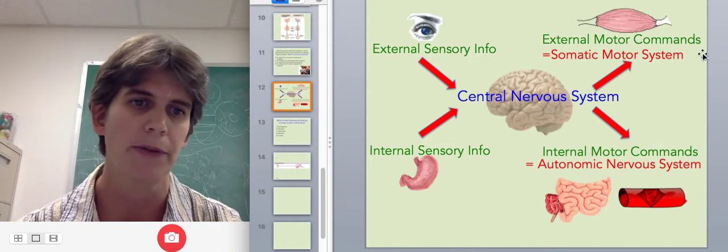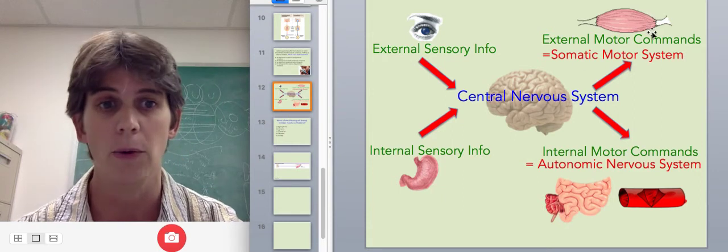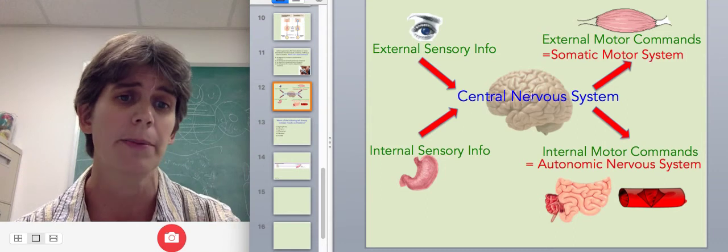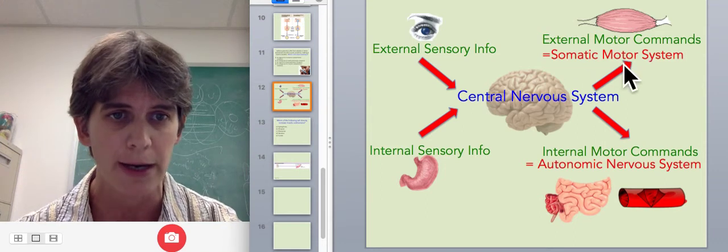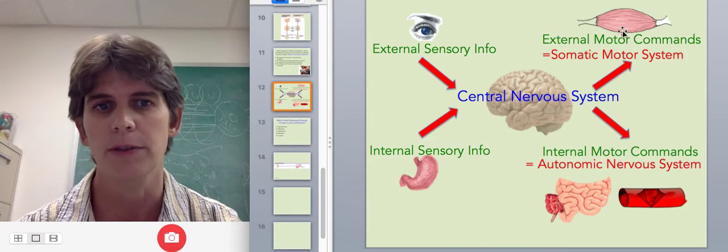Now, we don't say much about this because the whole next chapter is about muscles and how they work. But the chapter does talk a bit about their control, sort of this arrow here, how the central nervous system carries information out to the somatic motor system.